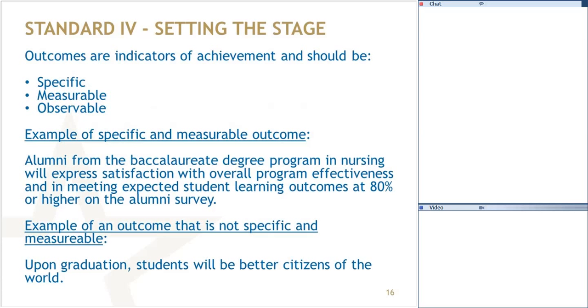So here we've just provided two different examples of outcomes. The first is one that's specific and measurable. So you can see here that there's a lot of specificity. Alumni from the baccalaureate degree program in nursing will express satisfaction with overall program effectiveness and in meeting expected student learning outcomes at 80% or higher on the alumni survey. The example of an outcome that is not specific or measurable is something more esoteric, such as upon graduation, students will be better citizens of the world.